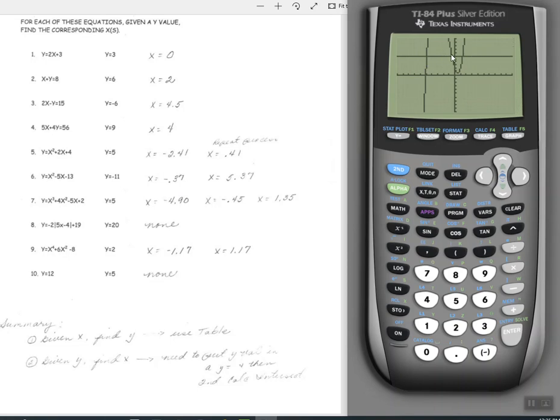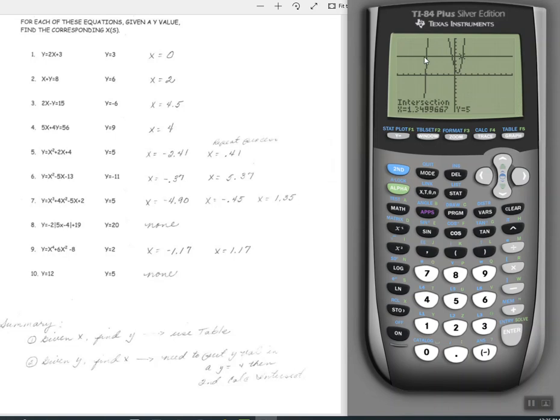And you can see that we have 3 places. So let's do second calc 5 and enter, enter, enter. We get the negative 0.45. That's that one. Let's go get this one. Second calc 5, move, enter, enter, enter. And there we go. We've got the 1.35 rounded.